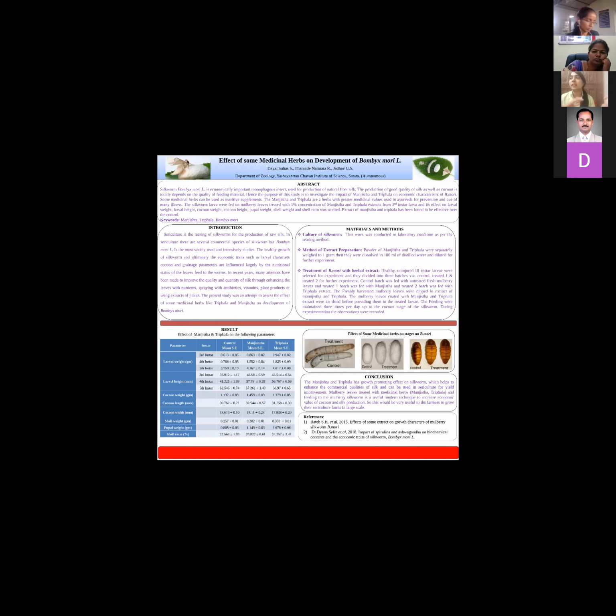In sericulture, there are several commercial species of silkworm, but Bombyx mori L. is the most widely and intensively studied. The silkworm is the larva of the caterpillar of the domestic silk moth, Bombyx mori. It is a typically monophagous insect and mulberry leaf is its sole food. In recent years, many attempts have been made to improve the quality and quantity of silk by enhancing the leaves, by nutriting, spraying with antibiotics, vitamins, plant products, or using an extract of a plant.